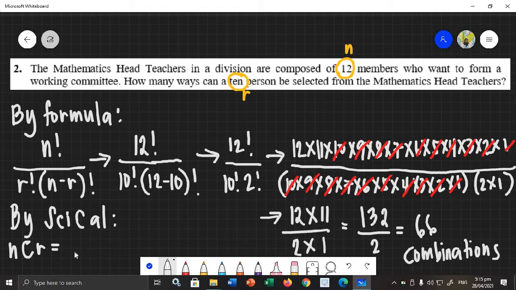So N is 12, 12C10. Okay? It will also give you 66 as your answer. The same answer lang yung makukuha nyo. Either method yung gamitin, same answer lang din yung lalabas.